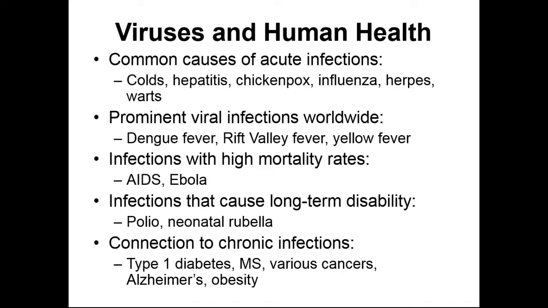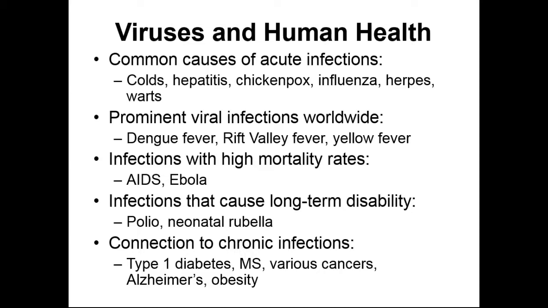We can have acute infections. Those include things such as cold, hepatitis, chickenpox, influenza, herpes, or warts. We can have a prominent viral infection. These prominent viral infections are going to cause a notable effect on a population in a specific geographic area, and then from there it can spread to the rest of the world.